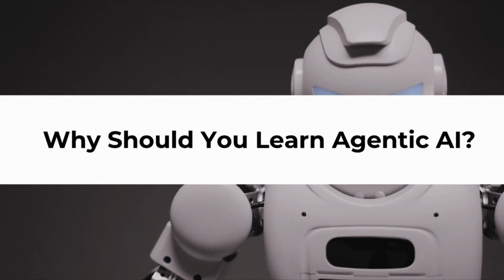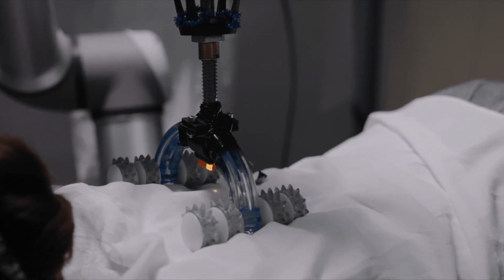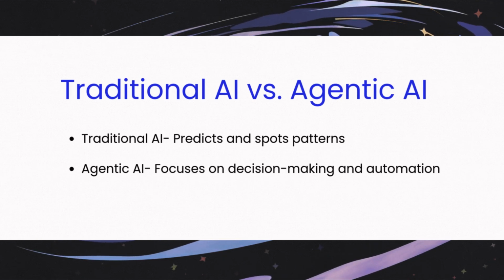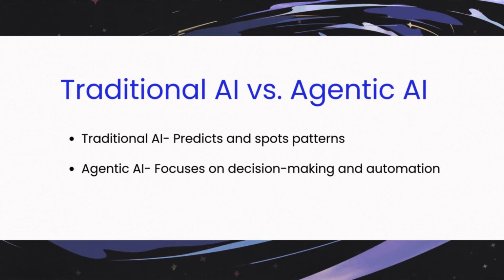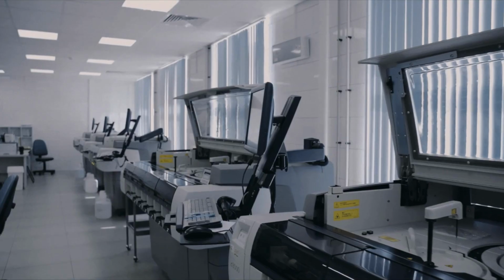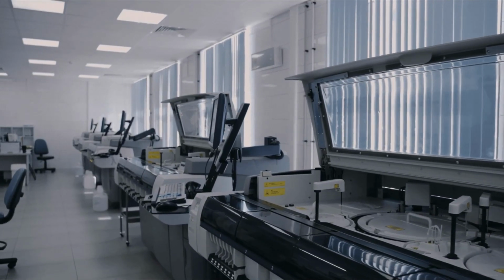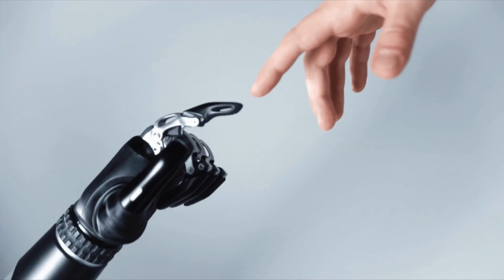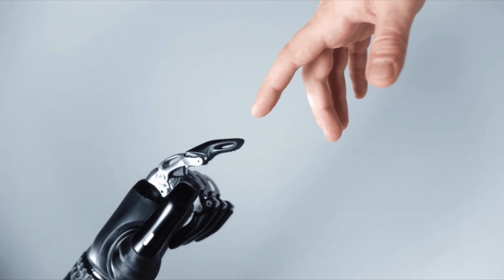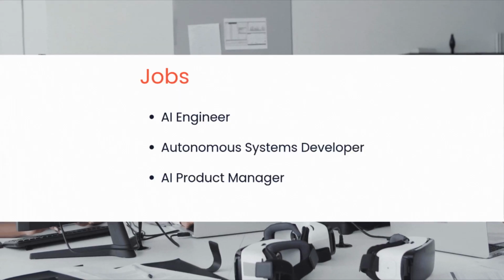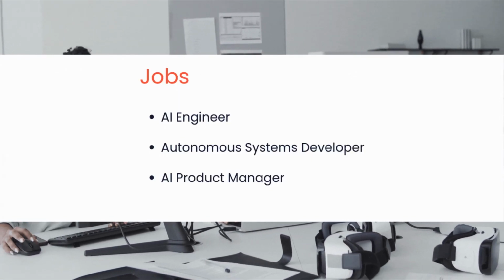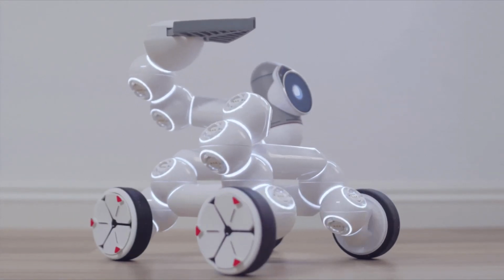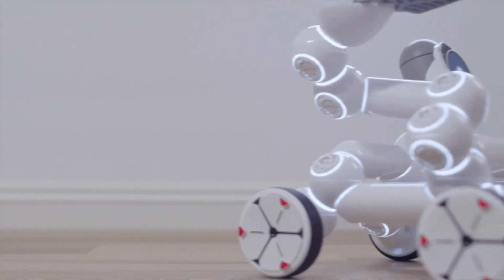So why does learning Agentic AI matter? Because this is the next big leap in AI. While traditional AI focuses on predicting things and spotting patterns, Agentic AI focuses on decision-making and automation. Companies now want AI tools that can handle entire workflows, not just provide answers, but take actions. Mastering Agentic AI means you will be at the cutting edge of AI technology, opening doors to jobs like AI engineer, autonomous systems developer, and AI product manager. If you want to work with the most advanced AI systems out there, this is the skill you need.